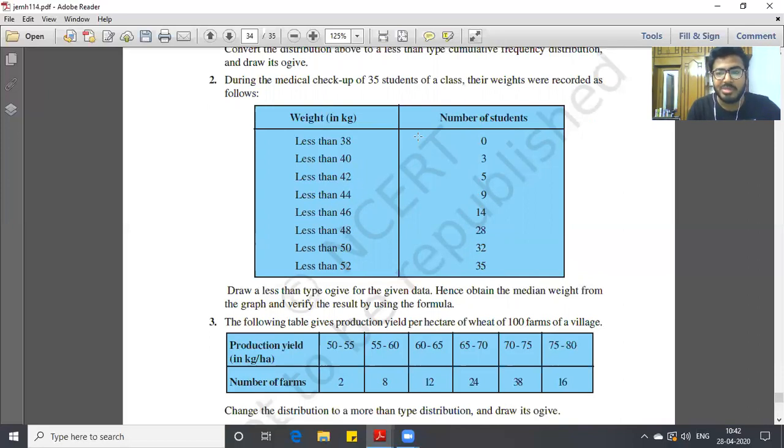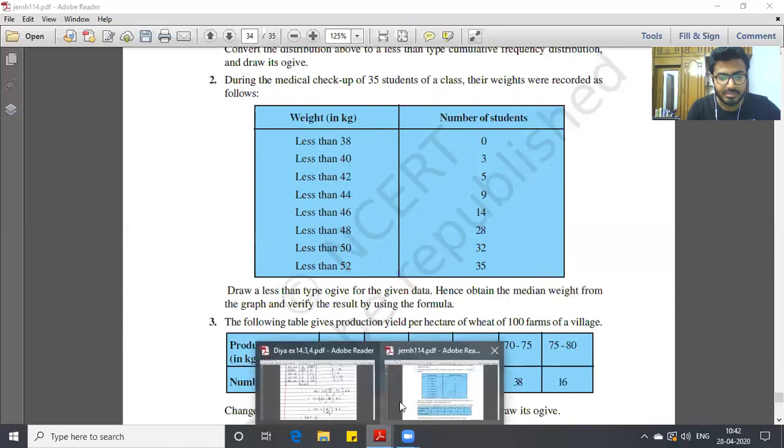Now what do we plot? We plot 38 and 0, 40 and 3, 42 and 5, 44 and 9, 46 and 14. So it is basically this much only, nothing more. It is easier than last year's histogram and all that. You only need to know how to arrange less than or cumulative again. This one is directly given. Now look into the answer.